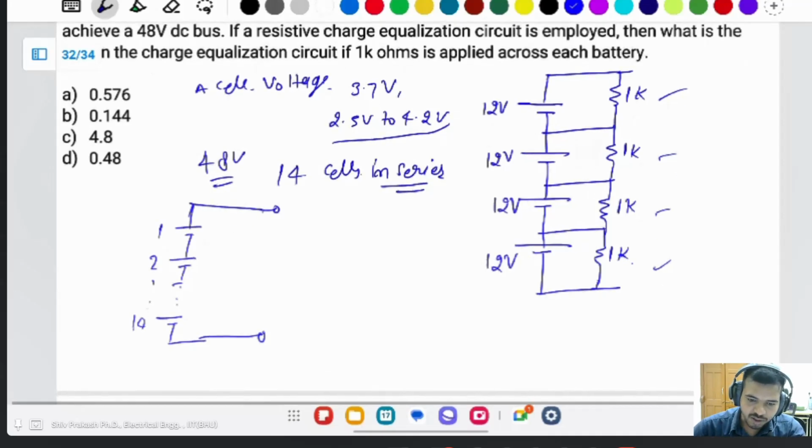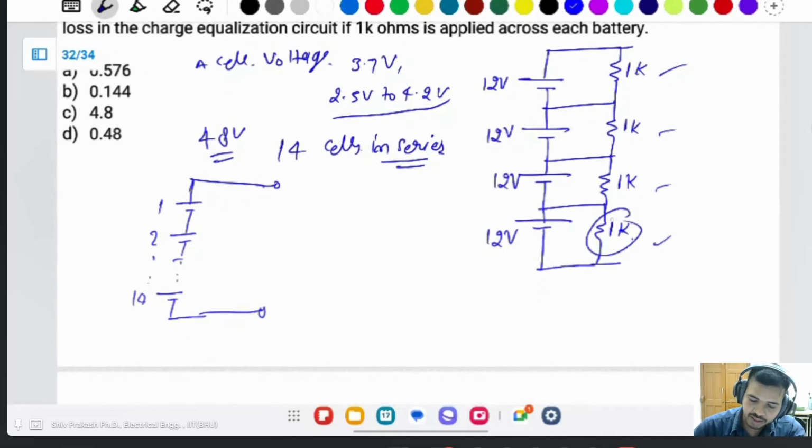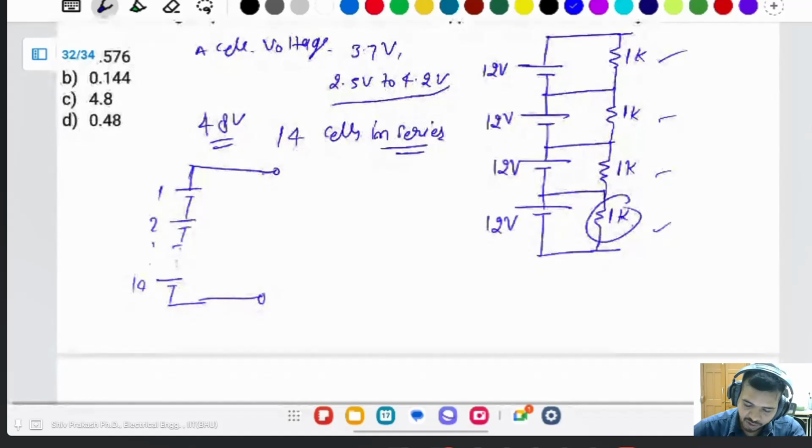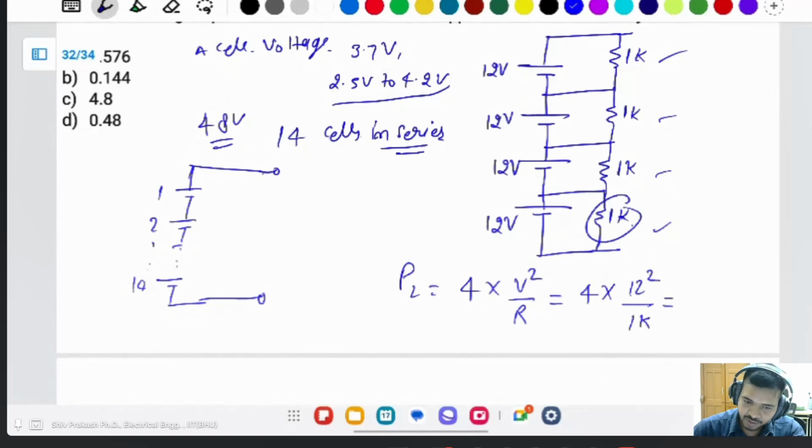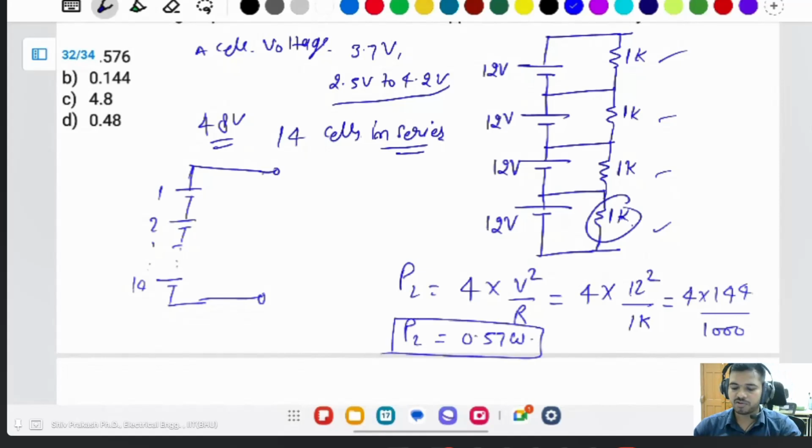Then what is the power loss of this one? Power loss of each resistance. If the same battery is there, then the same power loss for the 4 batteries, V square by R only. 12 square into the resistance of 1 kilo ohm. 4 into 144 divided by 1000 is 0.57 watt power loss.